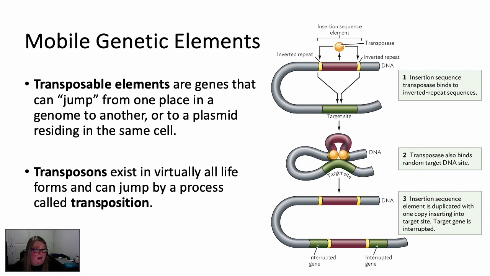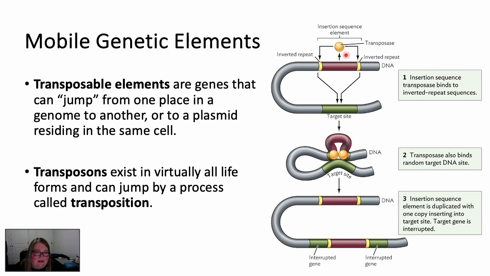Now, transposition can happen one of two ways, where we have a copy and paste into a new place in the genome, or we can cut a whole gene out and move it to a new place. So here in this example, this is one of the copy and paste examples. Okay, so we have our transposon gene here, and we have this site on the opposite side of the genome where it can actually bind.